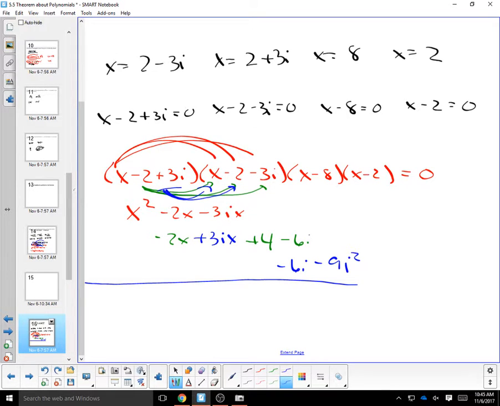So let's see here. That's gone. That should, wait a minute, 6i, that should be gone too. Why didn't it go away? This one should be positive. So that's gone. So we got x squared minus 4x plus 4 plus 9. X squared minus 4x plus 11. Right?